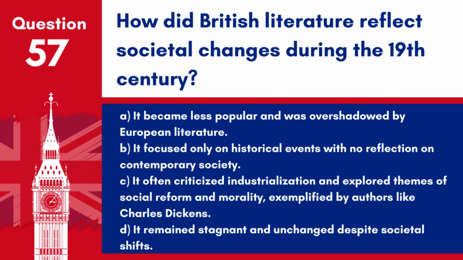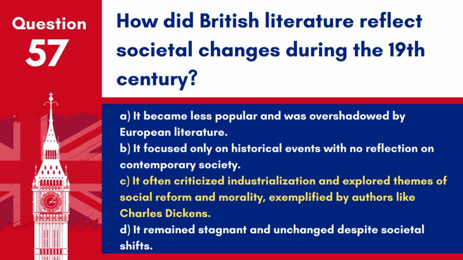Question 57. How did British literature reflect societal changes during the 19th century? A. It became less popular and was overshadowed by European literature. B. It focused only on historical events with no reflection on contemporary society. C. It often criticized industrialization and explored themes of social reform and morality, exemplified by authors like Charles Dickens. D. It remained stagnant and unchanged despite societal shifts.